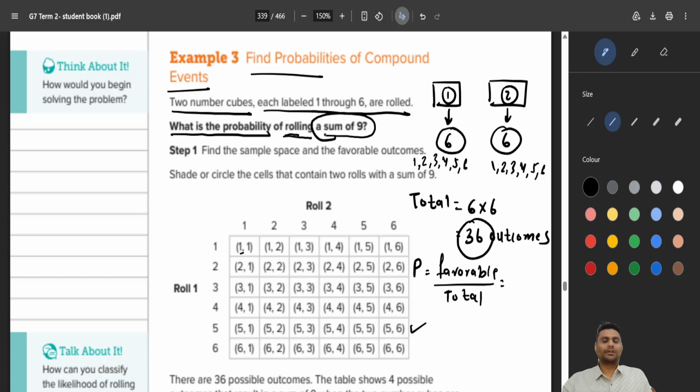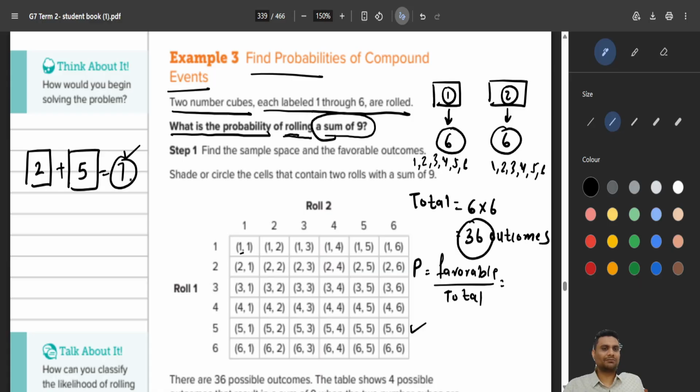Now, the probability of rolling a sum of 9. What does it mean? See, you will roll the dice, correct? And on the top you will get some number. Let's say on the first dice I got a 2. On the second dice I got a 5. Sum, that is, add them. 2 plus 5, how much? 7 here. Correct? This is the sum of the numbers on the 2 dice. He wants the sum to be 9. In how many cases can I get it? How will you do it?